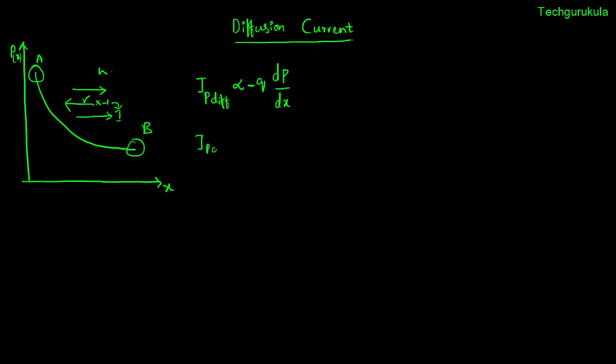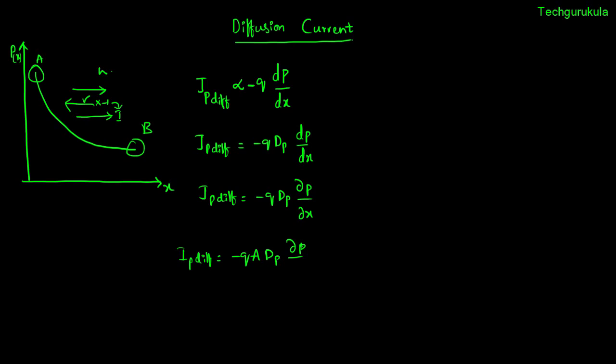Now we can take the proportionality constant here. Jp diffusion is equal to minus q Dp dp/dx, where Dp is the diffusion constant of holes. Now p can be a function of space and time sometimes. So as a result, we can generically write this as Jp diffusion is equal to minus q Dp ∂p/∂x. And if you are interested in current, then we can write this as Ip diffusion is equal to minus q times the cross-sectional area times Dp times ∂p/∂x. This is a very important expression.